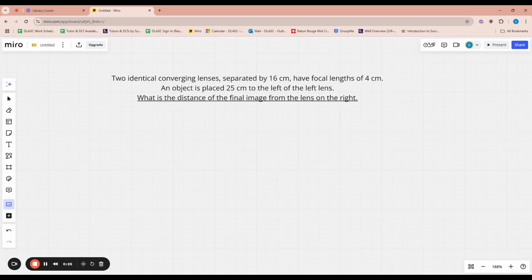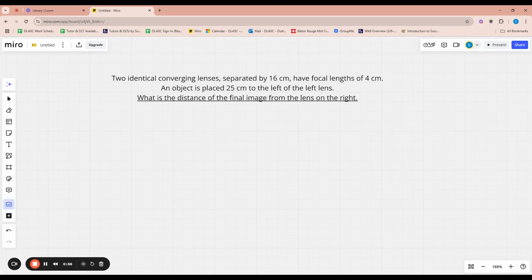And to approach this problem: two identical converging lenses separated by 16 centimeters have focal lengths of 4 centimeters. An object is placed 25 centimeters to the left of the lens. What is the distance of the final image from the lens on the right? You need to know the mirror equation or the lens equation. They're the same thing.